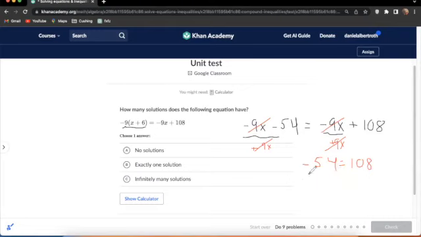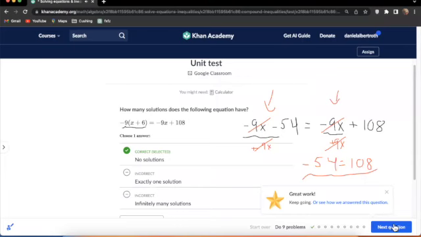So we're left with just kind of a false statement at the end. So -54 does not equal 108. This is a sign that we do not have a solution here. So there's no value that I could plug in for x to make this equation true. So it looks like we're going to have no solution. So let's see. All right, very nice.